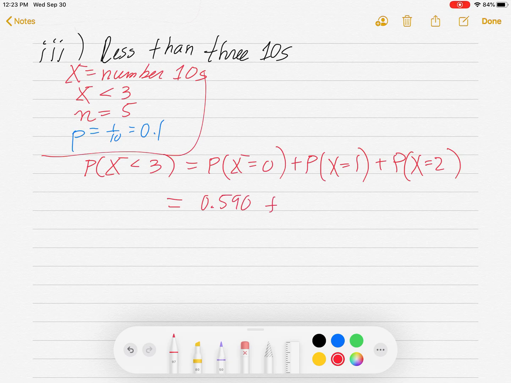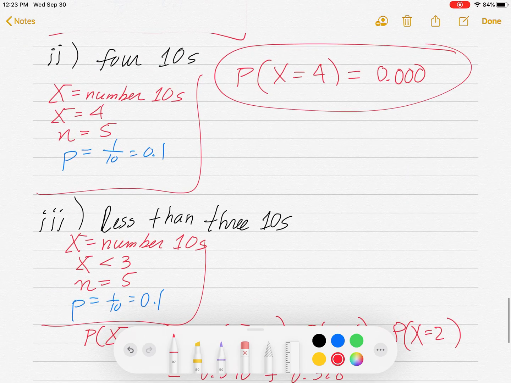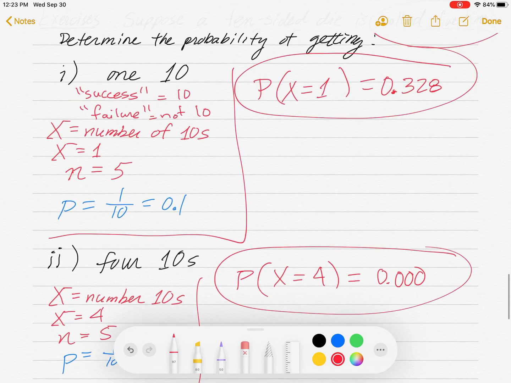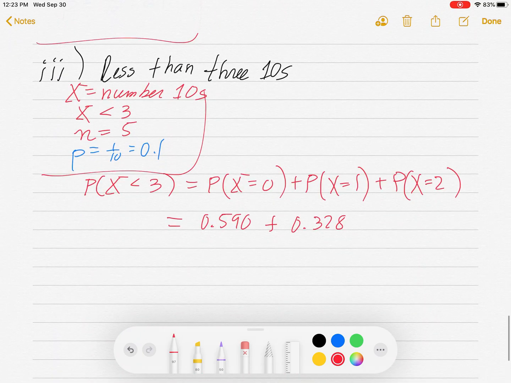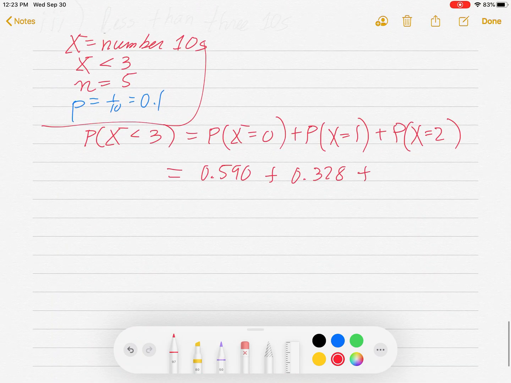For 0 tens, the probability was 0.590. For 1 ten, the probability was 0.328. Hey, that looks familiar, right? We just did that one earlier. Yeah, 0.328. That was the very first one. And for the probability of getting 2 tens, that was 0.073. So when I add those 3 numbers together, what do I get?